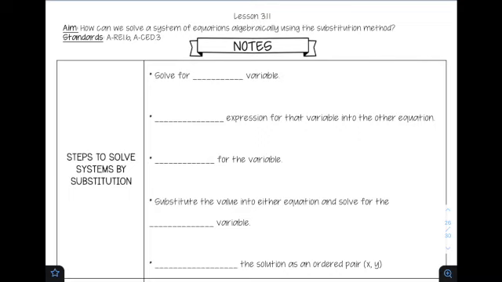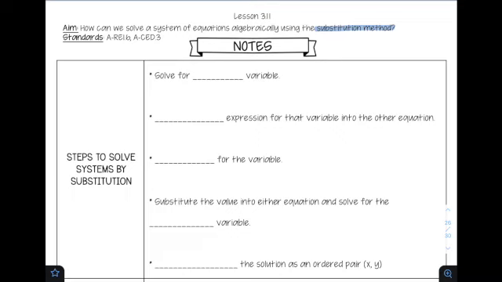Okay, so welcome back. We are going to be learning about solving systems of equations algebraically, but using our substitution method this time. We already know how to solve a system using graphing and our graphing calculators, but today we're going to be talking about using the substitution method.